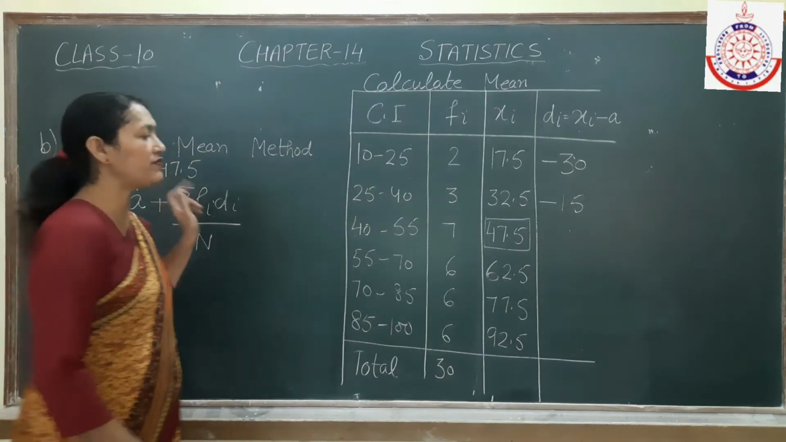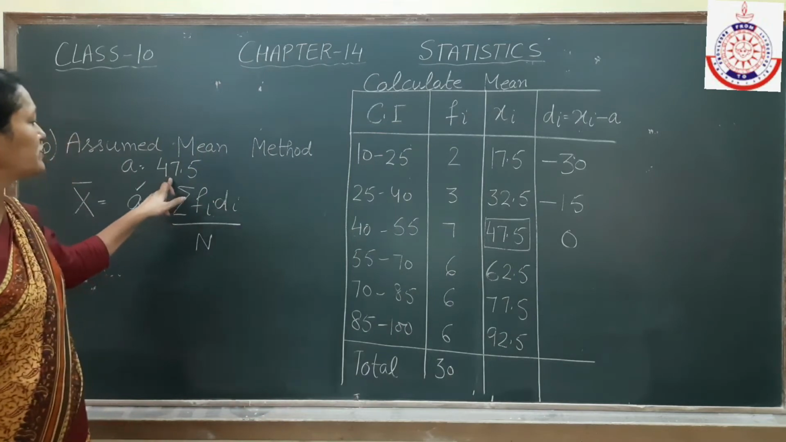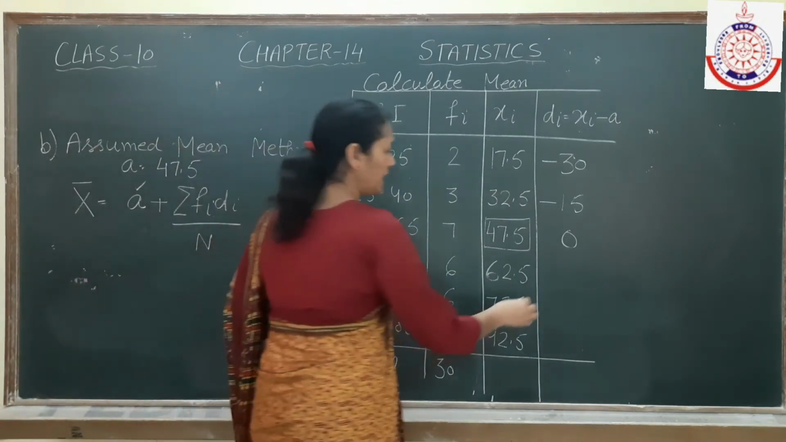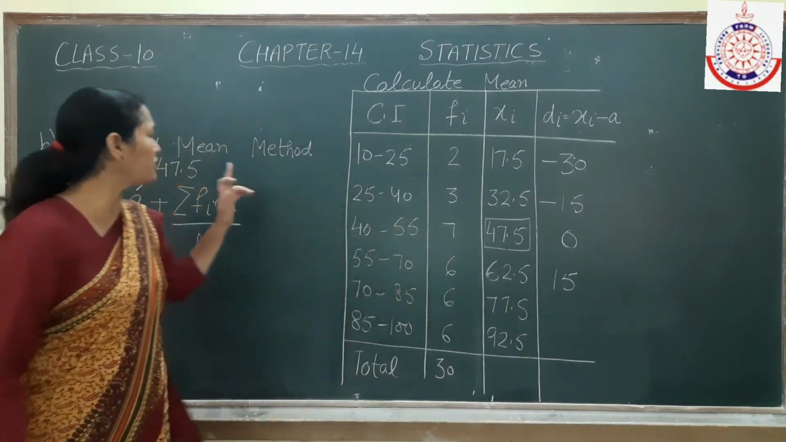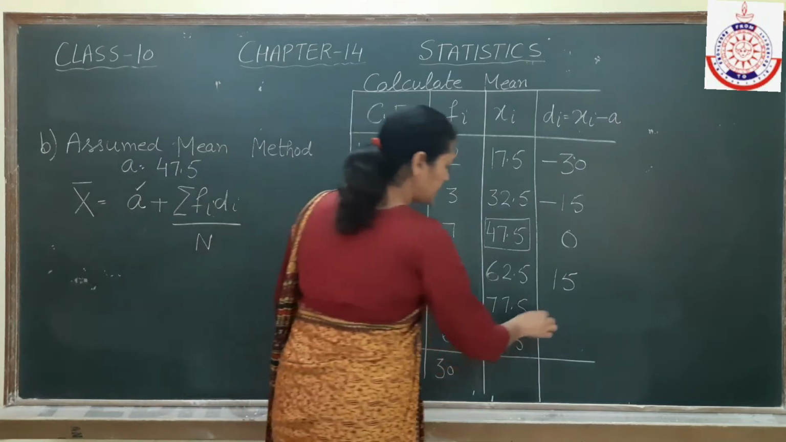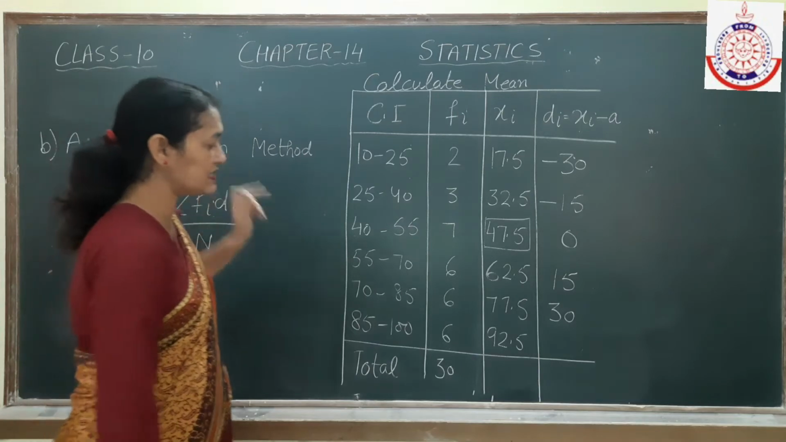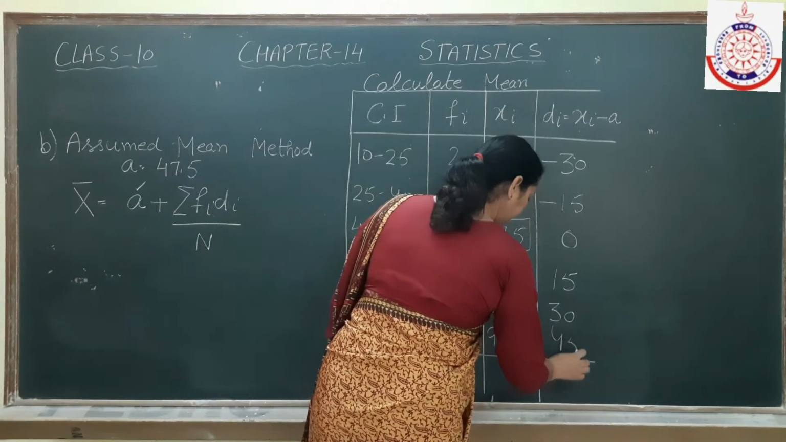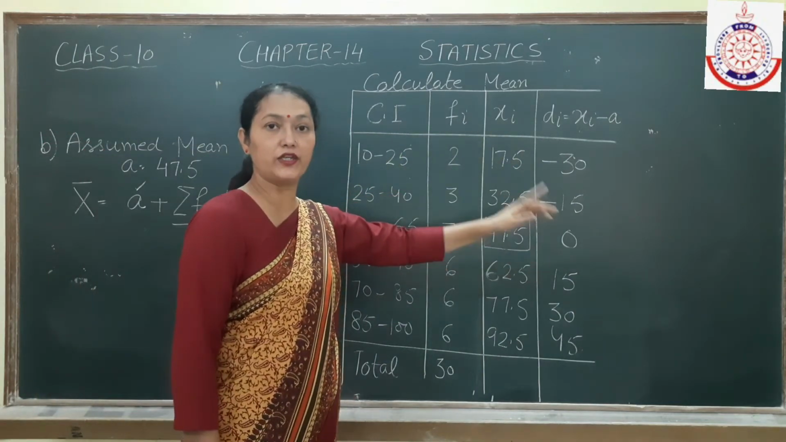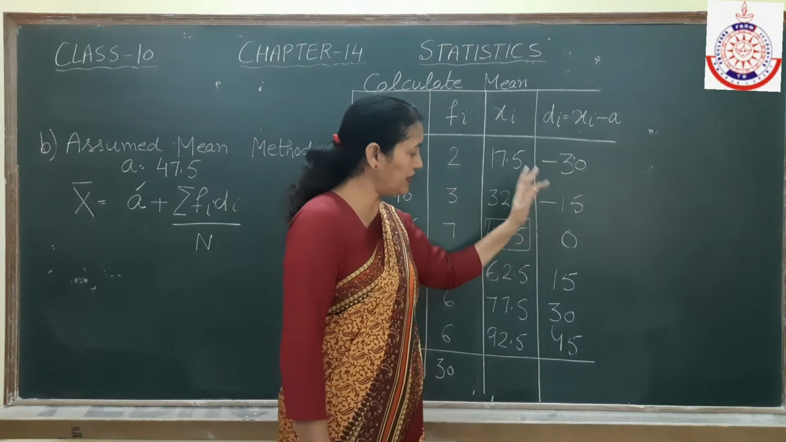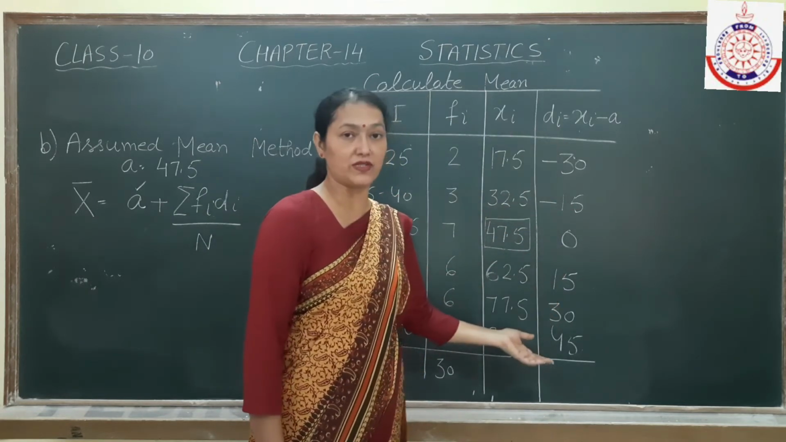47.5 minus 47.5, 0. 62.5 minus 47.5, that will be plus 15. 77.5 minus 47.5, that will be plus 30. And 92.5 minus 47.5 will give us 45. Now we have obtained the values of deviations, and you will notice in every data, one value will be 0, some values will have a negative sign and some a positive sign.